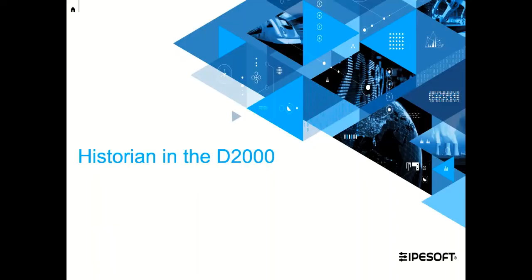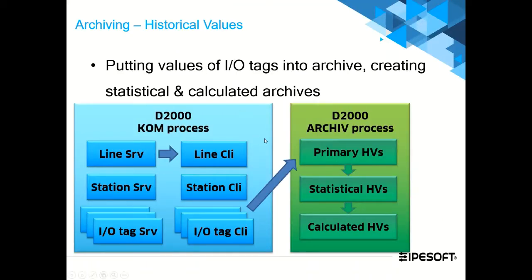How do we put the values of I/O tags into a historical database? This may come as a surprise. The D2000 has a dedicated object called historical value for this. These historical values are handled by the D2000 archive process, which is again their parent.